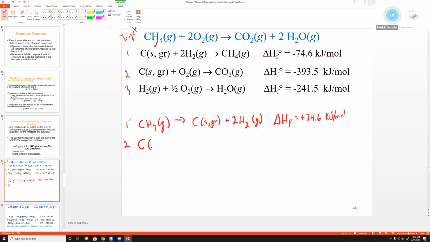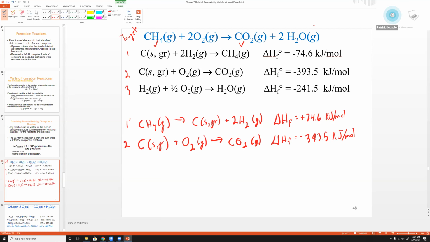So C(graphite) plus O2 gas yields CO2 gas. And the enthalpy is unchanged. So it'll be delta HF equals negative 393.5 kilojoules per mole. Okay, so now we're good with CO2.